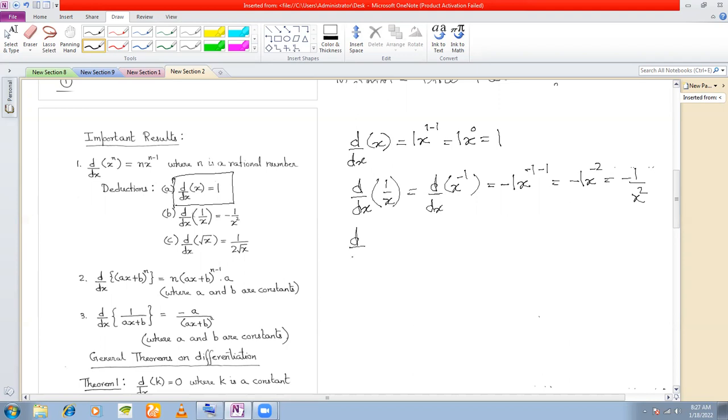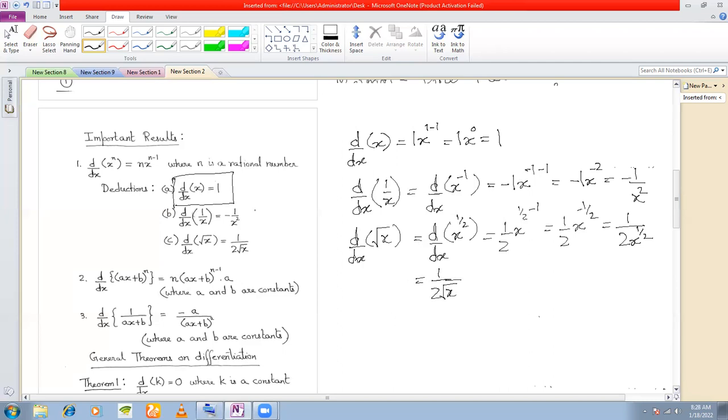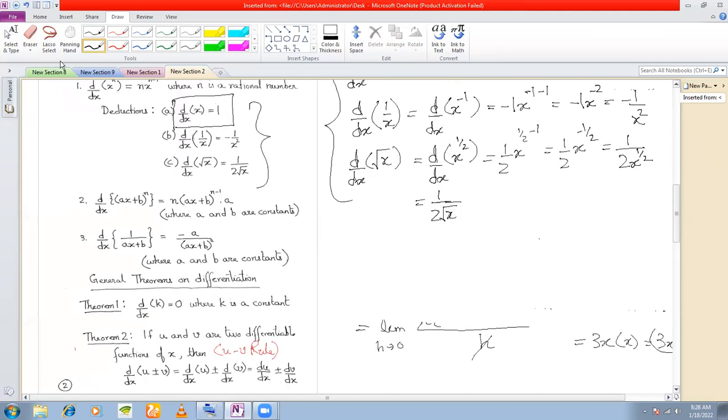Okay, d/dx of root x. How are we getting this? d/dx of x to the power of half can be written as half x to the power of half minus 1 from the above formula, which is half x to the power of minus half, which is 1 by 2 x to the power of half, which is 1 by 2 root x. So these three, please remember by heart. While differentiating, I will not be showing you these steps. Memorize these.